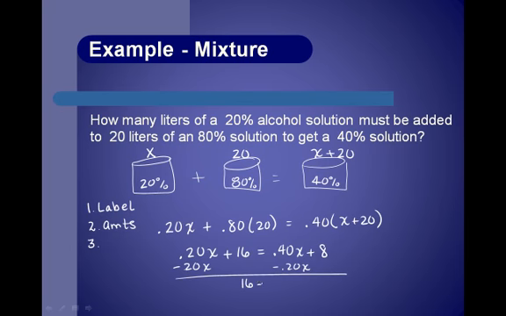So we get 16 equals 0.20x plus 8. Now we're going to subtract 8. So we get 8 equals 0.20x. To find x, we're going to divide both sides by 0.20. So x is equal to 40 liters.